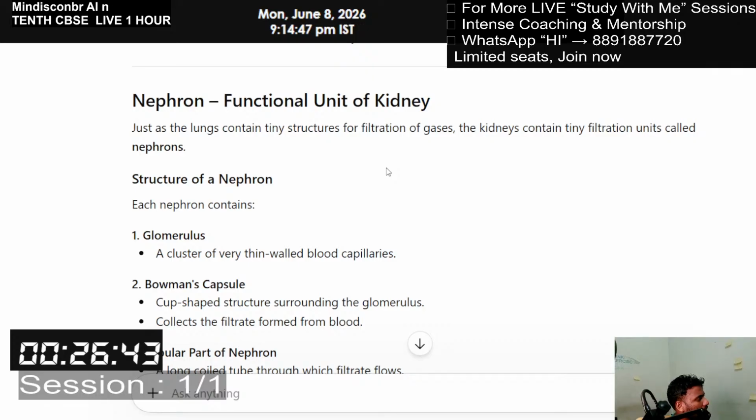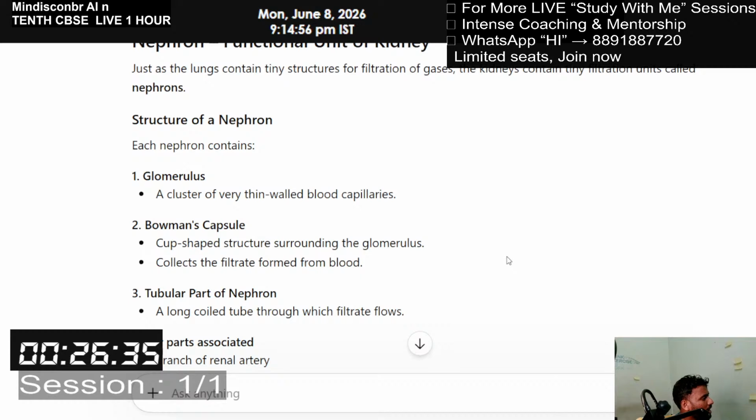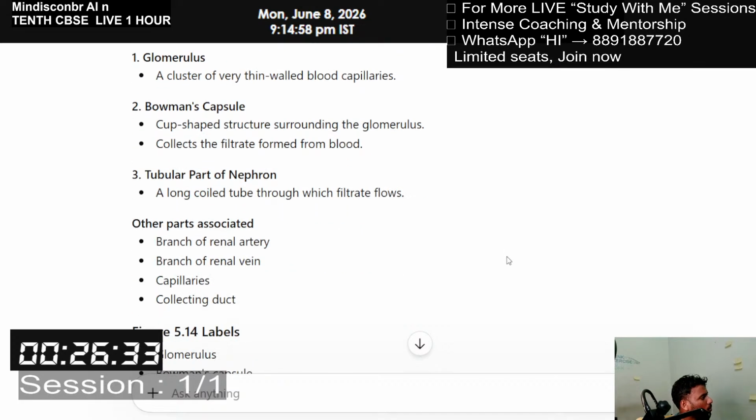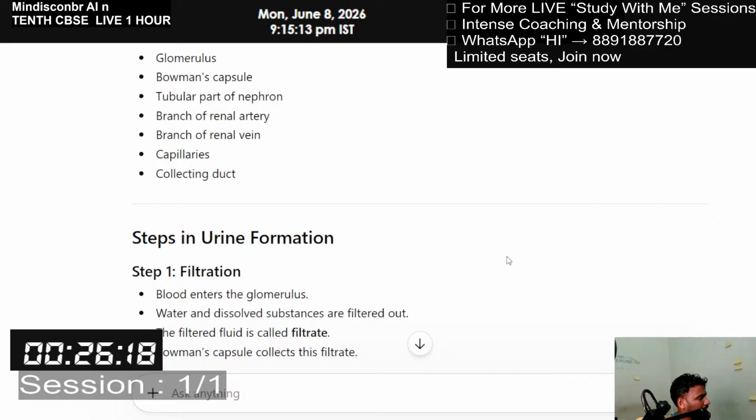Structure of a nephron. Each nephron consists of glomerulus, a cluster of very thin-walled blood capillaries. Bowman's capsule, a cup-shaped structure surrounding the glomerulus, collects the filtrate formed from blood. Tubular part of nephron, a long coiled tube through which filtrate flows. Other parts associated: branch of renal artery, branch of renal vein, capillaries and collecting duct.